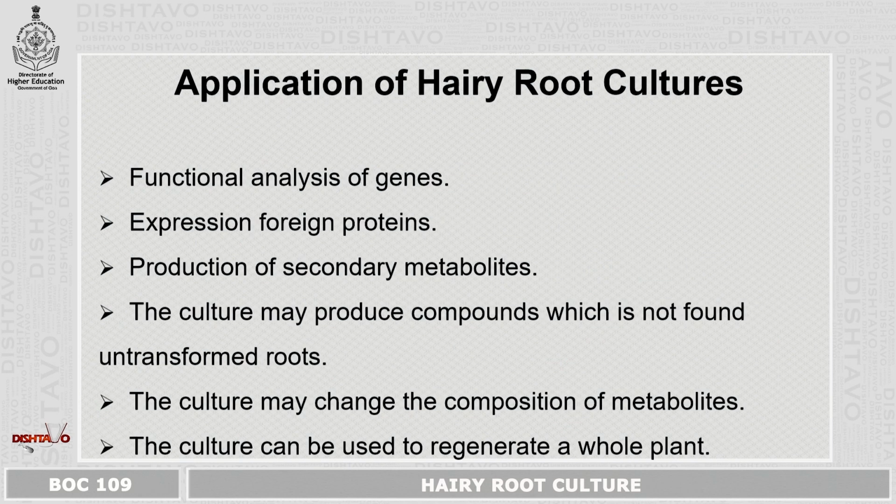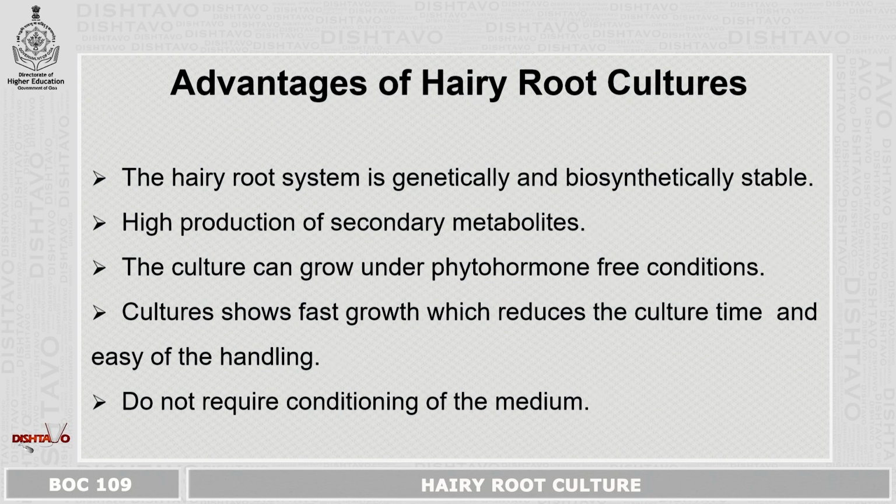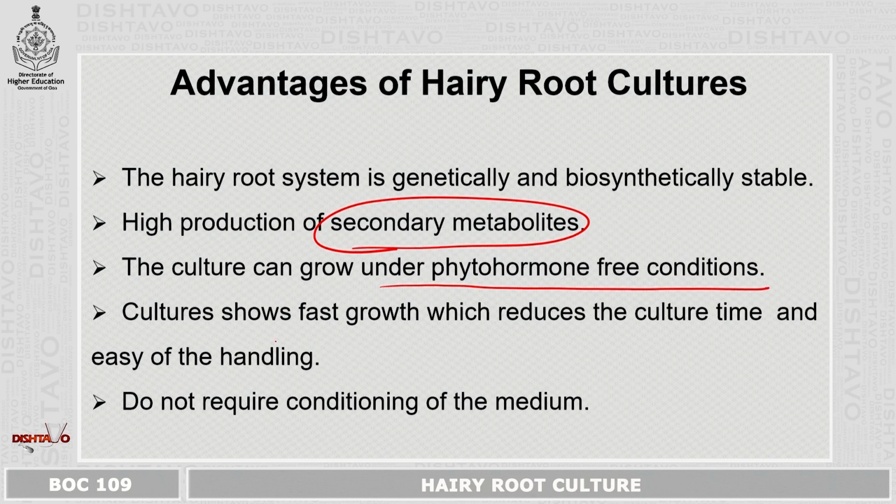Having said all these, what are the advantages of hairy root cultures? Why do we need to do them? The hairy root system is genetically and biosynthetically stable once it is formed. There is very high production of secondary metabolites, students, very important. Their culture can grow under phytohormone-free conditions. Also, they grow very fast, which reduces the culture time, very important, students, and they have ease of handling. They do not require conditioning of the medium. So, these are some of the advantages, students, of having a hairy root culture.